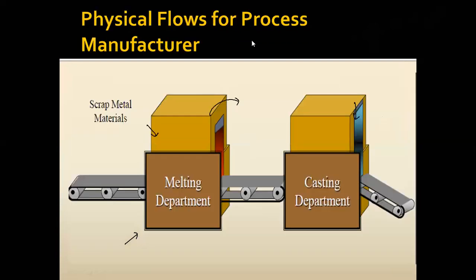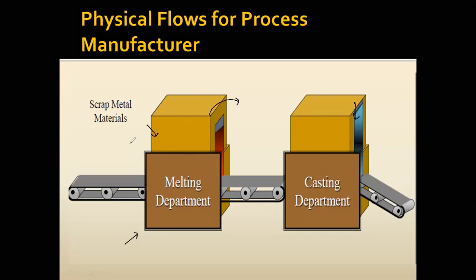Here is an example of another industry, say we are melting scrap. First we have a melting department, another we have a casting department, and finally we get the metal which we got through the melting process of scrap.